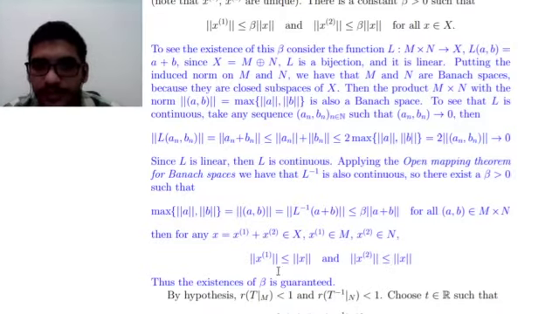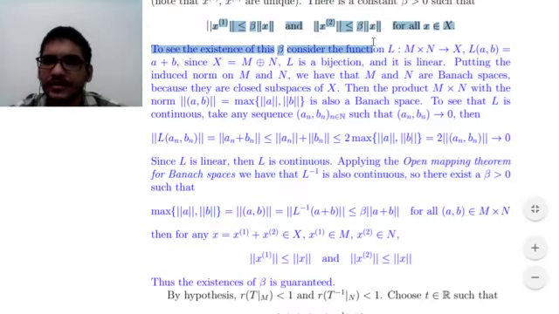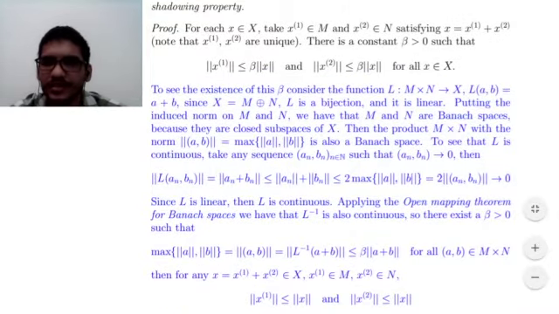Okay, we need here beta and beta. Thus, the existence of beta is guaranteed because of this, okay? We have this beta that we need to prove the theorem A.